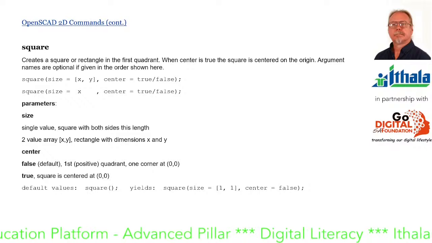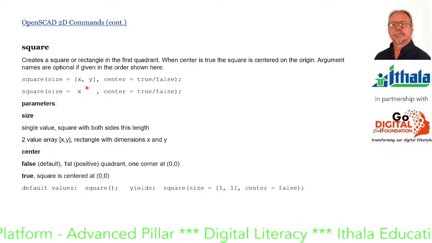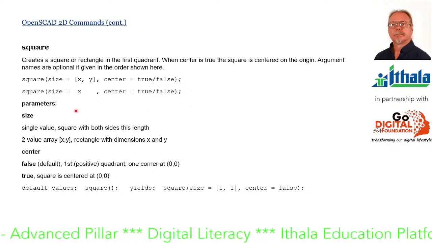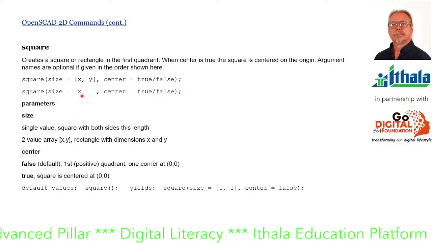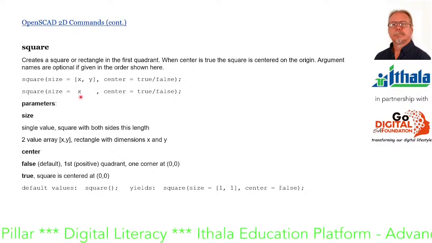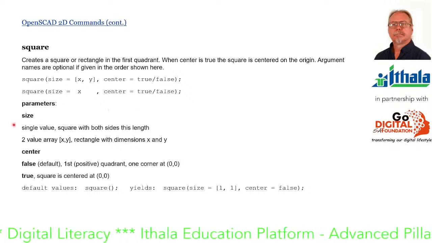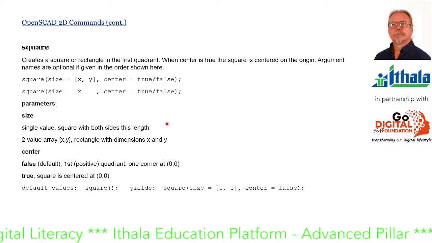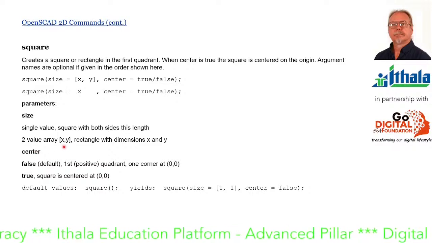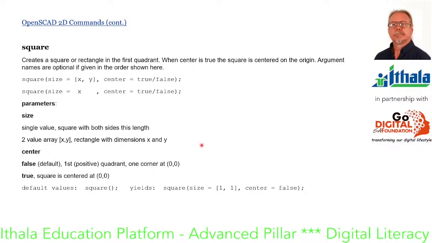So we can say square size equals, and the vector x and y, and the center is true or false. We can say square size equals x. In this case it's an actual square with both x and y being the same, and again center is true or false. So size is a single value, square with both sides this length, or two value vector x and y gives you a rectangle with dimensions x and y.